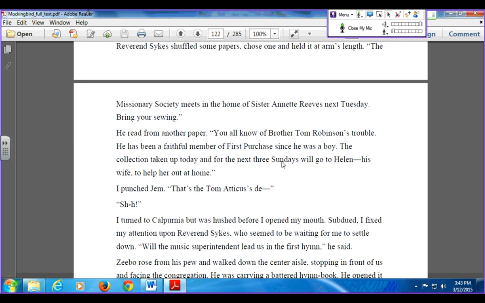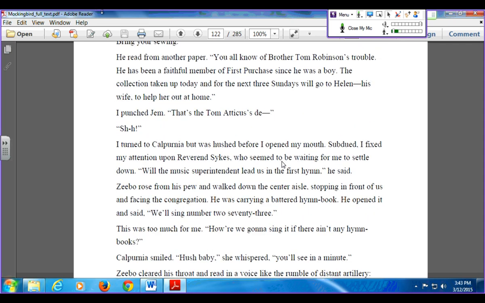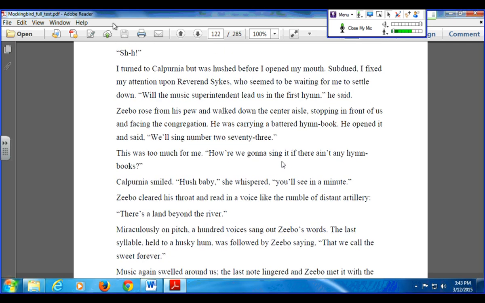I fixed my attention on Reverend Sykes, who seemed to be waiting for me to settle down. "Will the music superintendent lead us in the first hymn?" he said. Zebo rose from his pew and walked down the center aisle, stopping in front of us and facing the congregation. He was carrying a battered hymn book. He opened it and said, "We'll sing number 273."